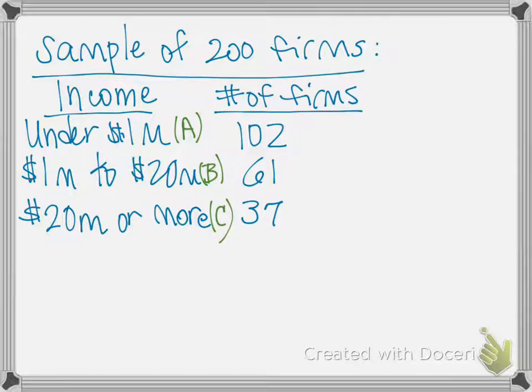So here's our example. We have a sample of 200 firms, and we have their income after taxes. And so we see we have three potential outcomes, A, B, and C. The first outcome is that the firm earns less than $1 million, and there are 102 firms in this category. The second outcome is that the firms earn between $1 million and $20 million, and there are 61 firms there. And then the last category is that we have firms, 37 of them, that earn income in excess of $20 million. So now we're going to look at several questions of probability with this data.